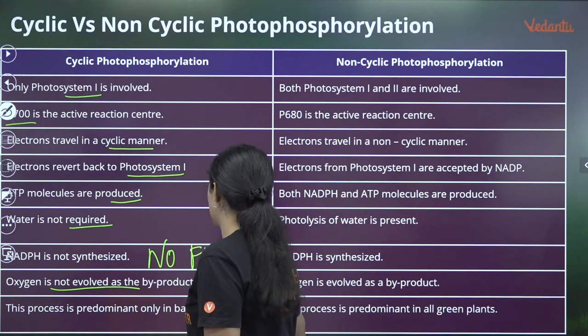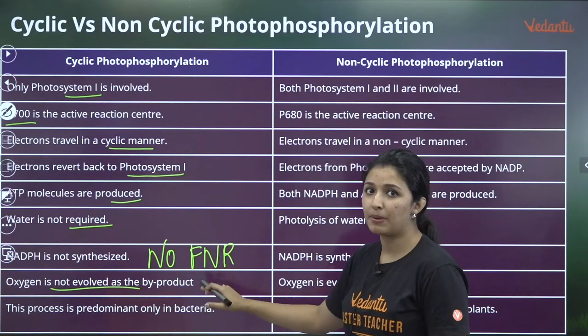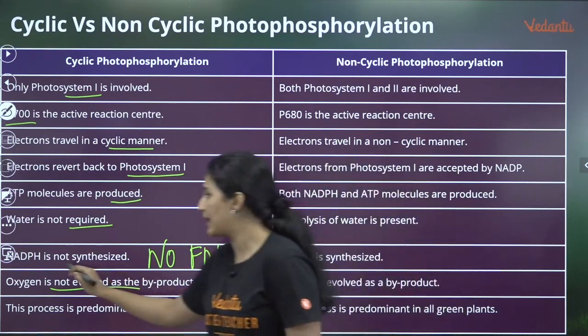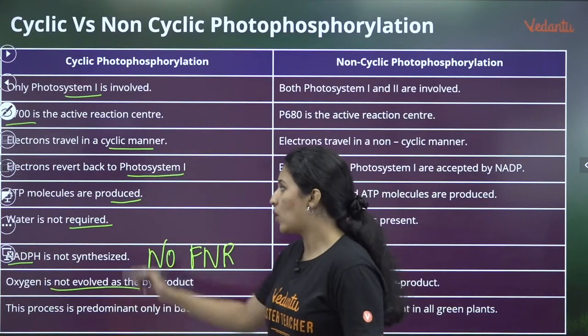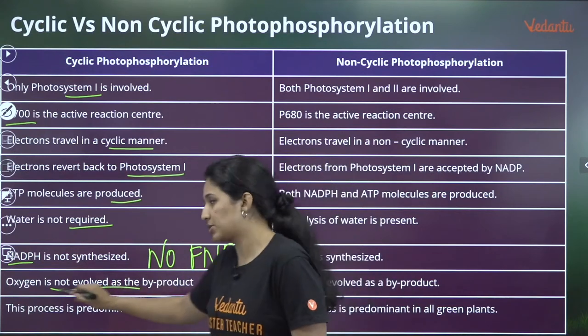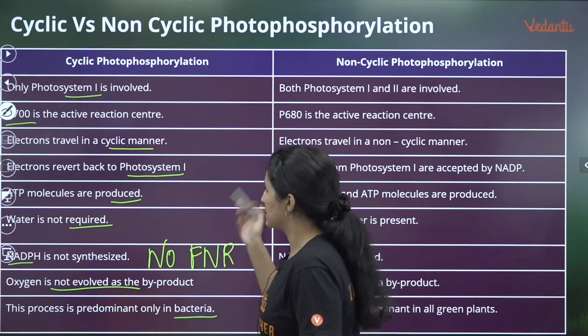FNR. You know what FNR is, right? So, ferredoxin NADP reductase is not present. Without FNR, we cannot make NADPH. Water is not required. Now, without water, without the oxygen evolving complex, oxygen is also not made. Right? It's predominant only in bacteria. Yes, okay.